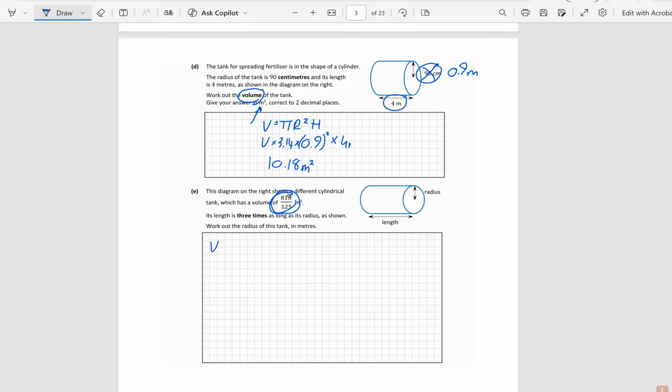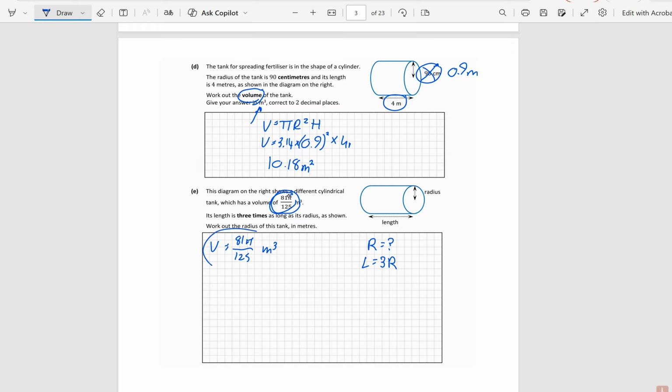So they give us the volume. Volume equals 81 pi over 125 meters cubed. It says the length is 3 times as long as the radius. They don't tell us what the radius is, so we just know we have one radius. But we do know the length: 3 times as long, so it's 3 radii. It's asking us to work out the radius of the tank.